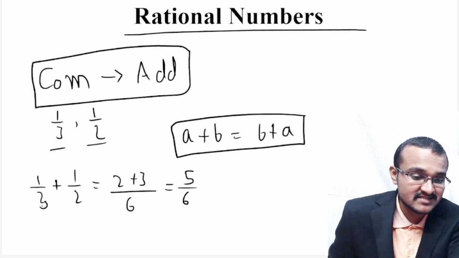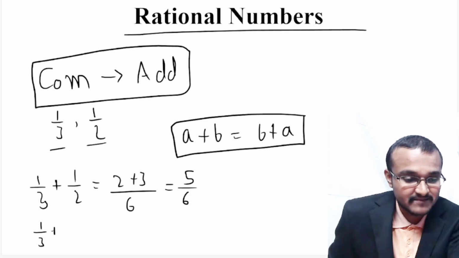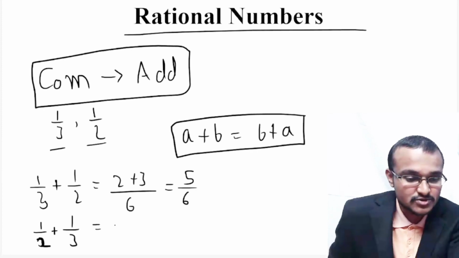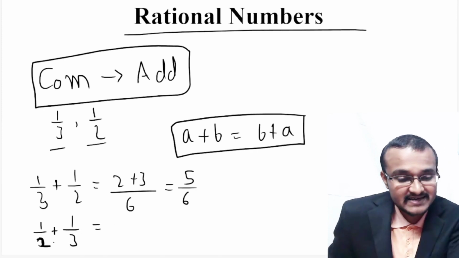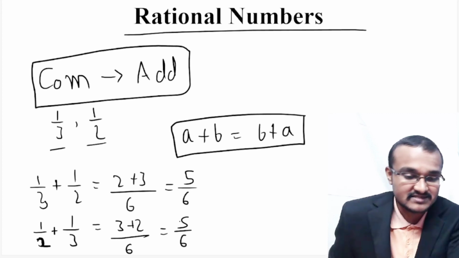So now if you interchange this a and b, it will become 1 by 2 plus 1 by 3. So here 1 by 3 plus 1 by 2 was there. Now it will become 1 by 2 plus 1 by 3. Now it will be b plus a. So again here, when you take LCM of 2 and 3, it will be 6. So again when you solve this, you will get 3 plus 2 by 6. So again 3 plus 2 is 5.